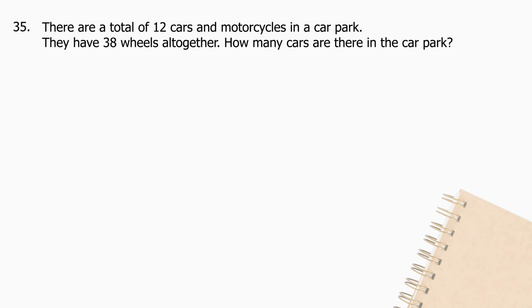Question 35. There are a total of 12 cars and motorcycles in a car park. They have 38 wheels altogether. How many cars are there in the car park?